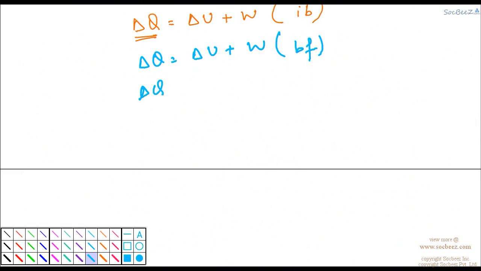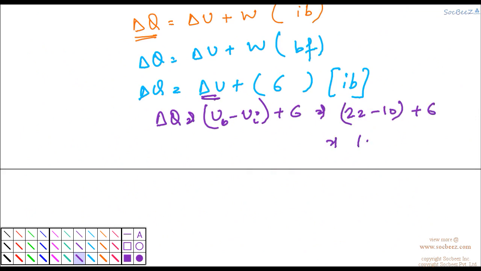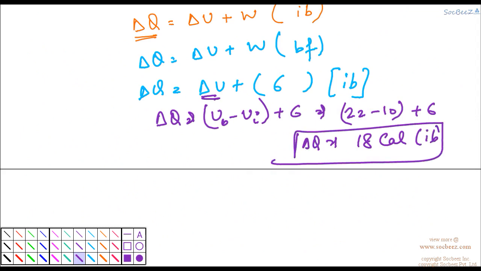So this would be nothing but delta Q is equal to delta U plus work IBF, that was given by 6 in the case of IB. And as you know that delta Q is U final minus U initial, so that is UB minus UI plus 6, and UB is given to be 22 and UI is given to be 10, plus 6, that gives us 18 calories for the IB process. That is the amount of heat required.